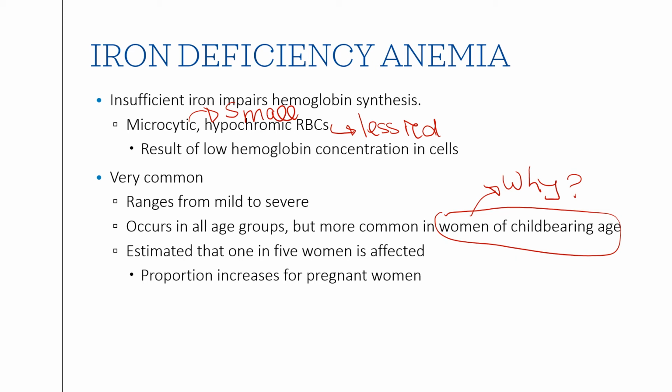So you would expect that their ferritin level and their hemosiderin level, which is the iron stores, are going to be depleted. And if those iron stores are depleted, they're not available for synthesis of new red blood cells. It's estimated that 1 in 5 women is affected, and obviously the proportion greatly increases for pregnant women because they're providing the child with iron as well for their own synthesis.